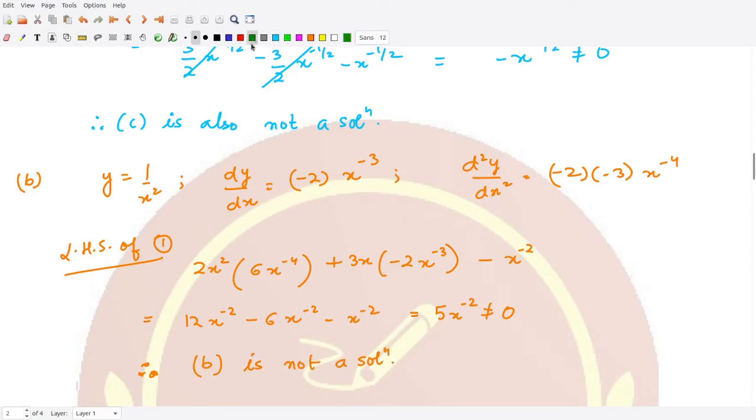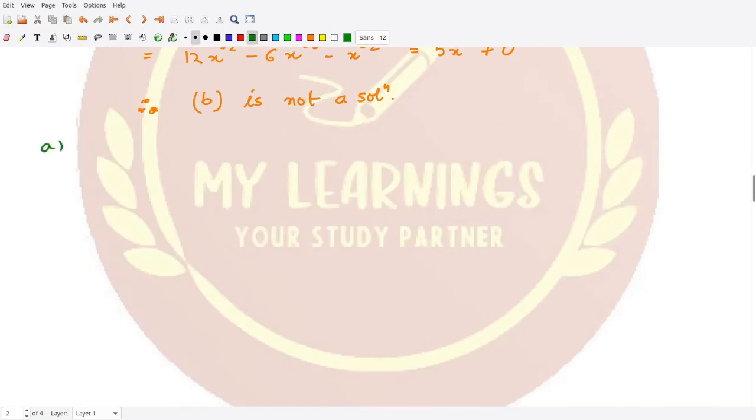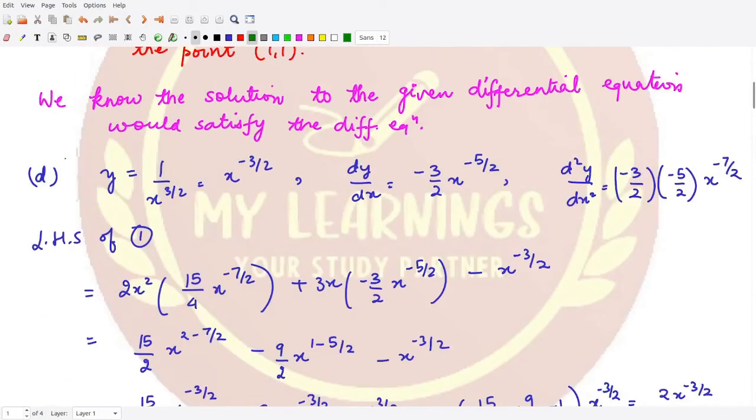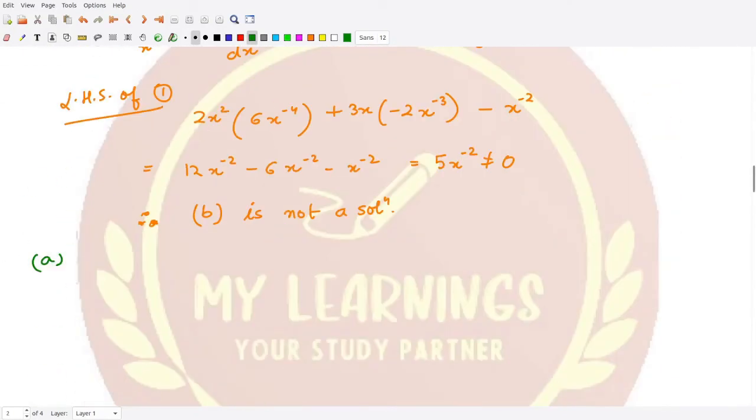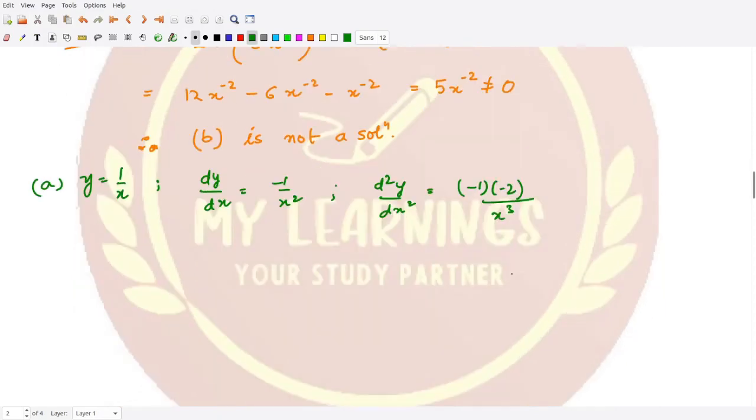So next let us check how option A is the correct option. So what is option A? Option A is y is equal to 1 by x. So let's check whether this is a solution. Y is equal to 1 by x. So let's compute the first derivative. This would be equal to minus 1 by x square, and the second derivative would be equal to minus 1 multiplied with minus 2 x divided by x to the power 3, right?